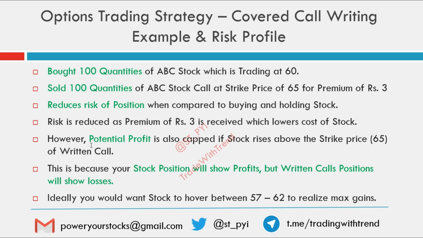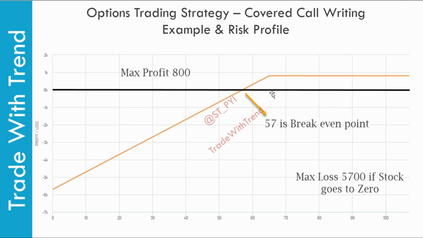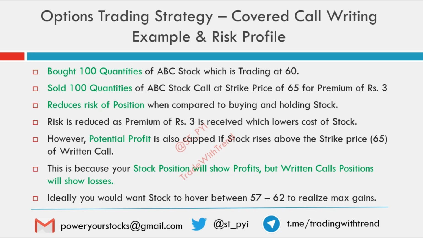But you also need to remember one thing, that your potential profit will also be capped. Look at this stage. It's mainly because once your stock starts getting higher than your call strike price, you start to lose money on that. So your underlying stock position would actually make money, but your call position that you have written would begin to show losses. Which is why you would ideally want your stock to stay in a particular range. In this particular case, had the stock fluctuated between, let's say, 55 and 62, you would have realized maximum gains for this particular strategy. So I hope the basics are very clear.